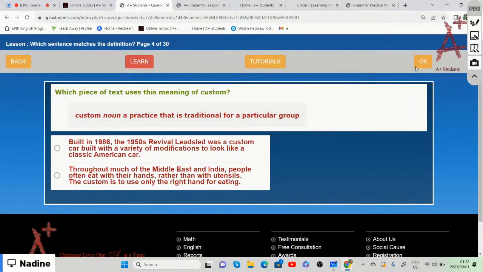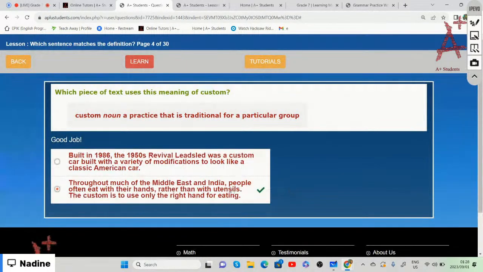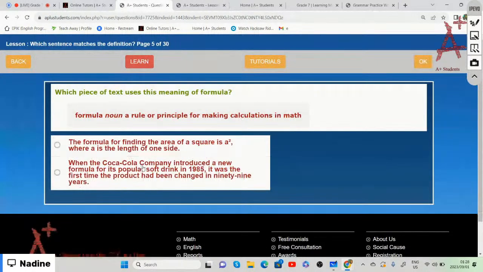Or throughout much of the Middle East and India, people often eat with their hand rather than utensils. This custom is to use only the right hand for eating. Now, see, that is almost like a tradition, right? Where you know you need to, for example, eat with your hand and which hand to also eat with. So we're going to choose the second one, because the other one is to do with modifications of cars and it is not the same.